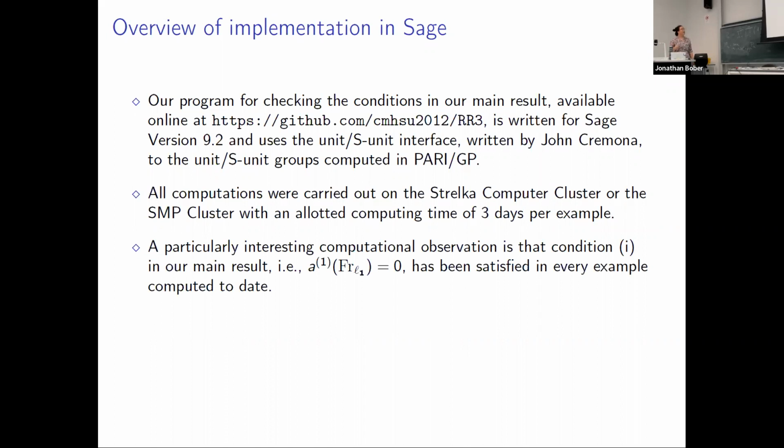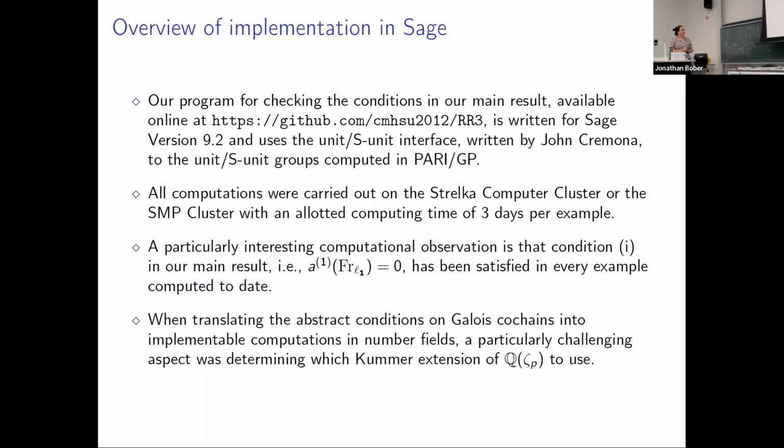A particularly interesting computational observation is that condition 1 in our main result is always satisfied so far. We've actually checked that in a much wider range of examples because it's quicker to check. And we can't explain it. So we're hoping that in future work we can either explain from a theoretical point of view why this condition is not really a condition to check, or find an example where it fails. But so far it's just this mysterious computation.